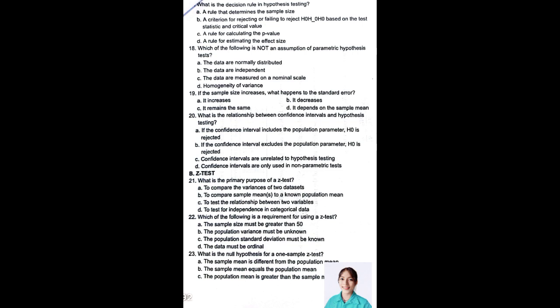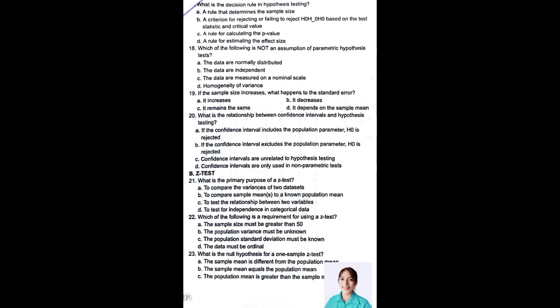Then we have number 19. If the sample size increases, what happens to the standard error? If the sample size increases, the standard error will decrease. So that's option B. And then we have number 20, what is the relationship between confidence intervals and hypothesis testing? The relationship between the two is that if the confidence interval excludes the population parameter, the null hypothesis is rejected.